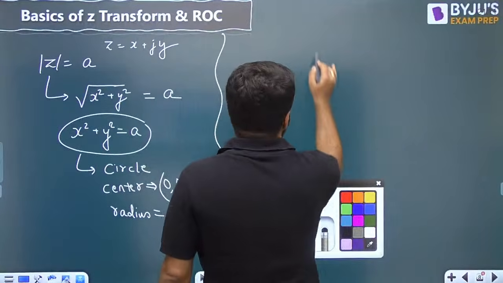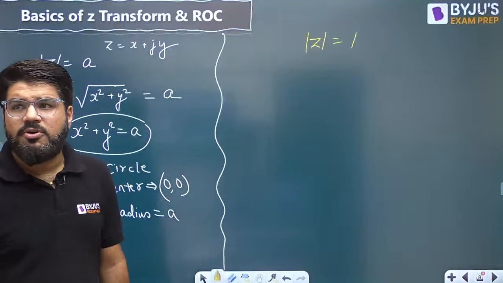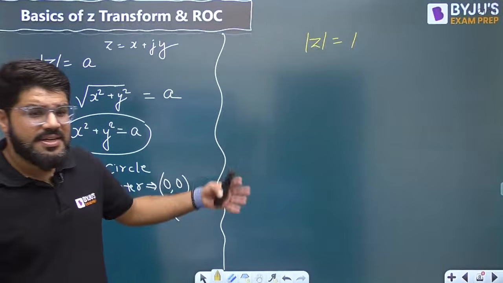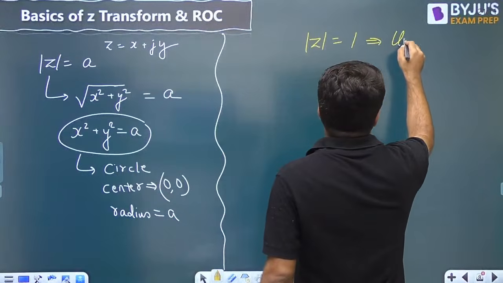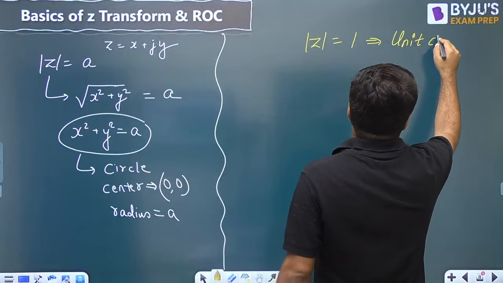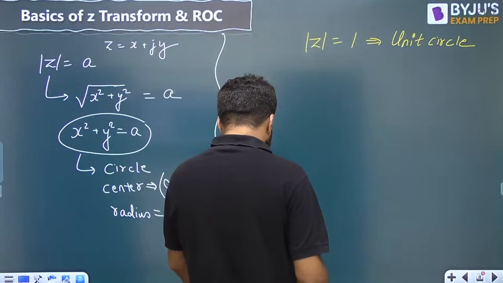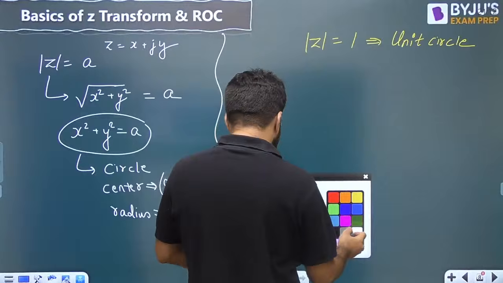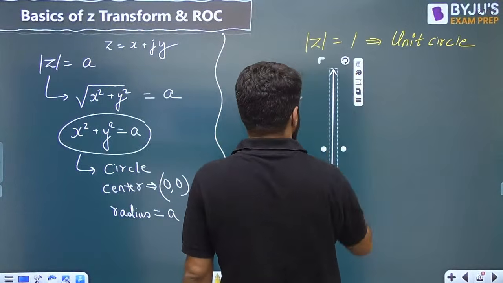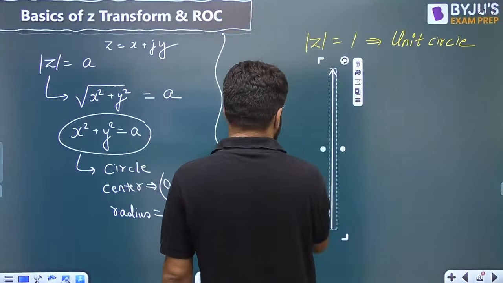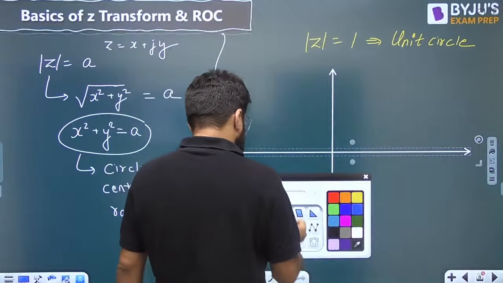So when I want to discuss modulus of Z equal to 1, it represents a circle with center at origin and radius equal to 1 unit, and we commonly refer to this circle as the unit circle. This is what is basically known as the unit circle.